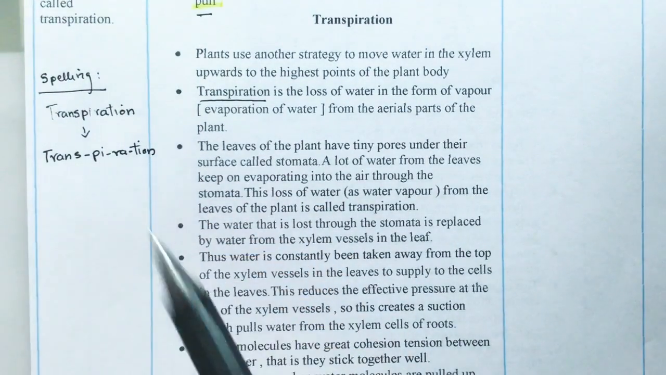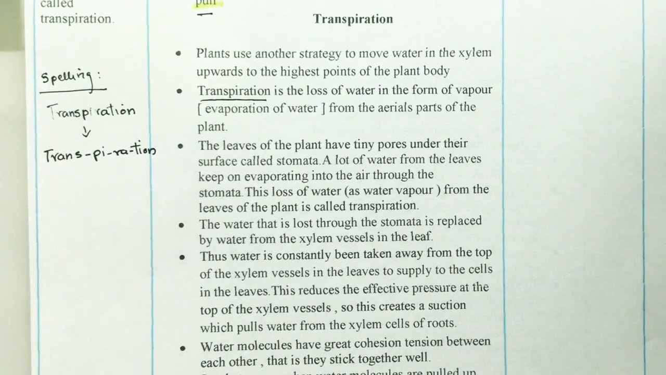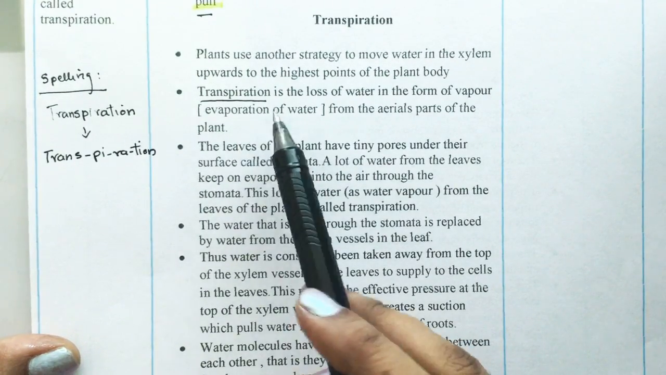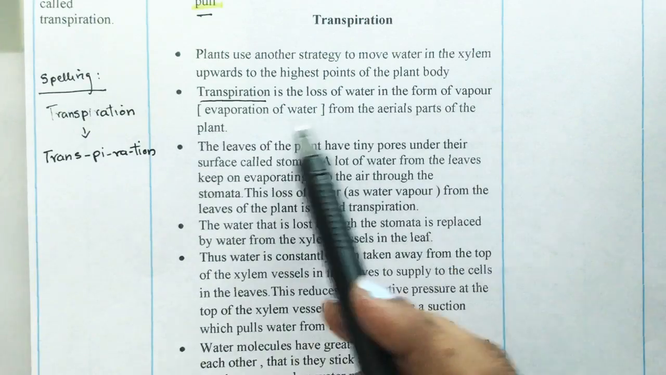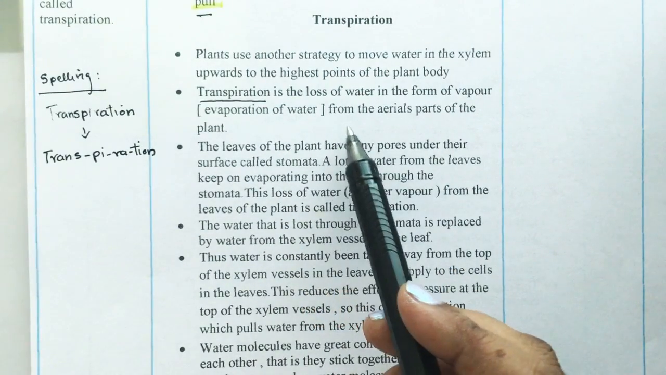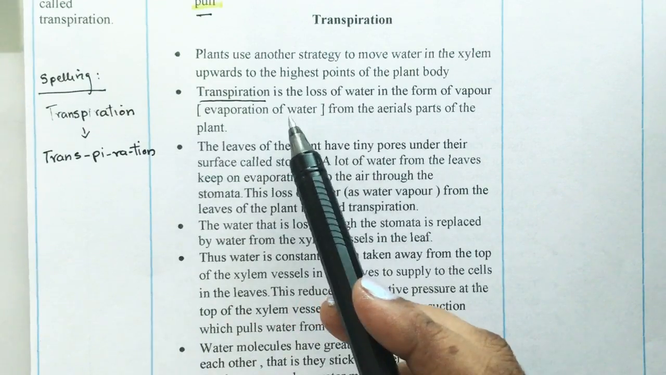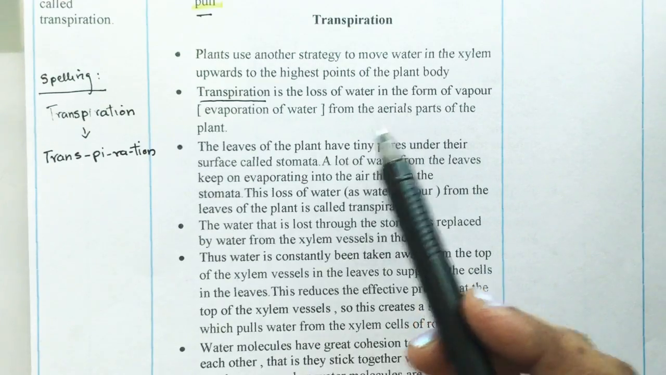Transpiration, and this you can practice the word 4 or 5 times in your notebook. So, coming back, what I was saying is transpiration is the loss of water in the form of water vapor, that is evaporation of water from the aerial parts of the plant, like the leaves. That's what it means. Aerial part means the parts which are exposed to the air.